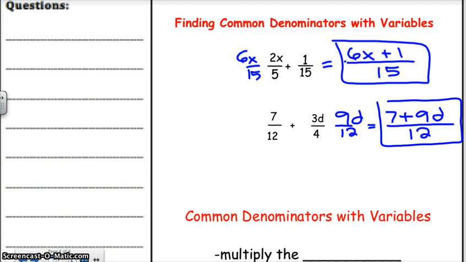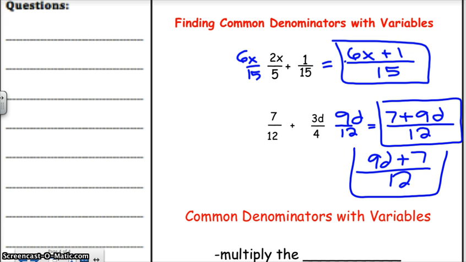Done. Because, huh? Don't you put your variable first? Yeah, good, proper etiquette would be 9d plus 7 over 12. Yes, I like that better. Good job, Jaden. I like that a lot better.